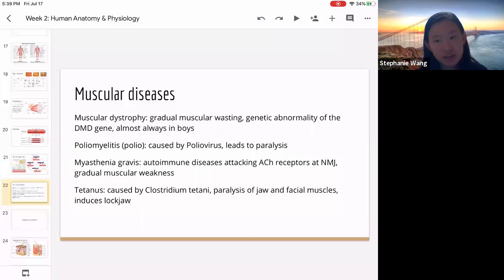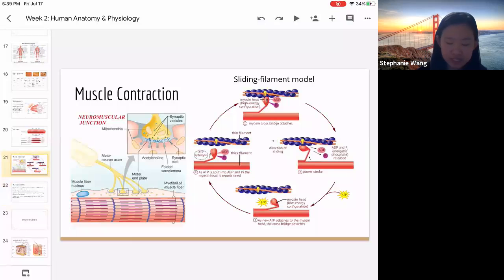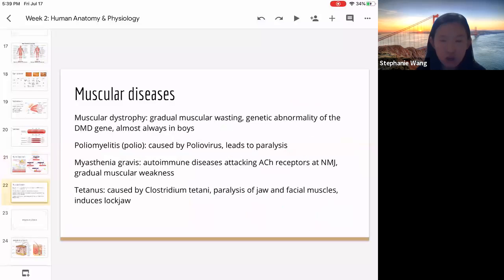Next we have myasthenia gravis. This may not be a disease that you've heard about, but basically it's an autoimmune disease that attacks the acetylcholine receptors at the neuromuscular junction. That was a mouthful, but you see these acetylcholine receptors here. Your body starts attacking them because it thinks they're a foreign entity. So if your neuromuscular junction can't receive the acetylcholine, then it can't initiate this whole sliding filament model response, meaning that your muscles will be very weak in contraction.